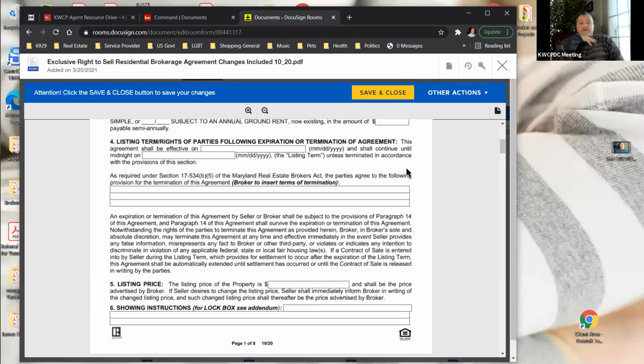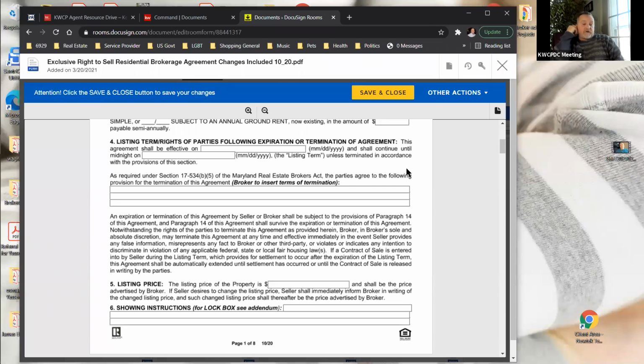Appreciate that. All right. An expiration or termination of this agreement by the seller or the broker shall be subject to the provisions of paragraph 14 of this agreement, and paragraph 14 of this agreement shall survive the expiration or termination of this agreement. Notwithstanding the rights of the parties to terminate this agreement as provided herein, the broker, in the broker's sole and absolute discretion, may terminate this agreement at any time and effective immediately in the event the seller provides any false information.